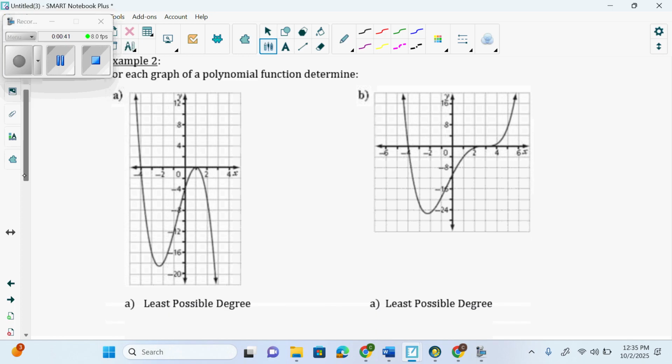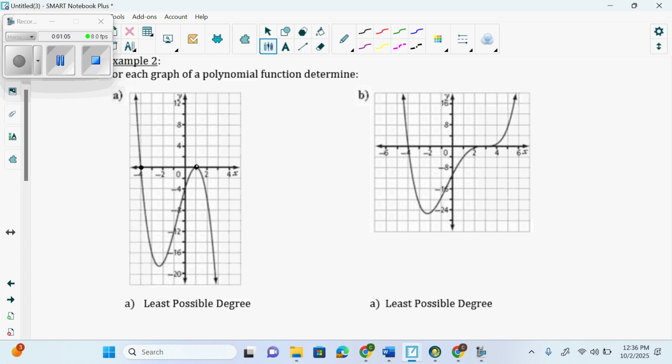What is the least possible degree? Now remembering, I can ask you from 1 to 5. Is it linear? No, it's not a straight line, so that's good. It's not degree 1. It could be degree 3. This has 1 x-intercept, and this has 1 x-intercept with multiplicity 2. 1, 2, 3, right? So the least degree this could be is 3.